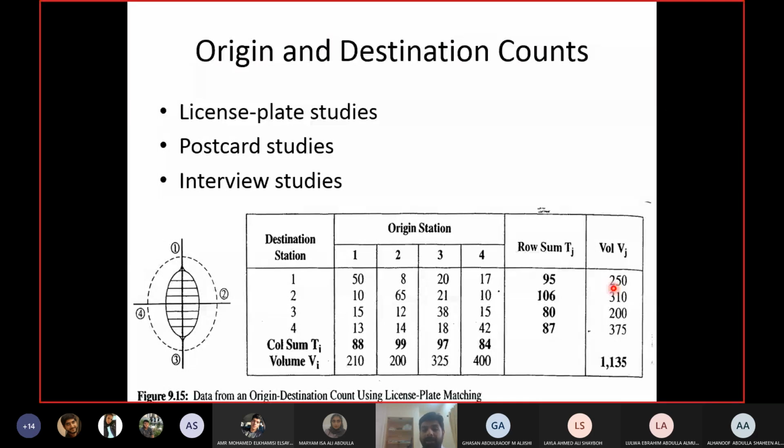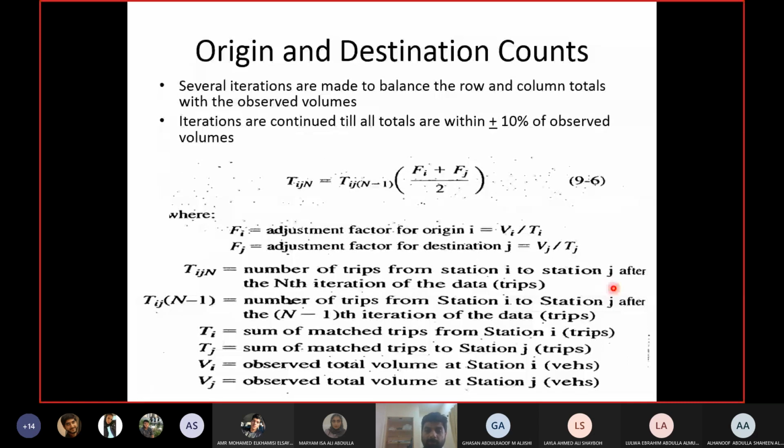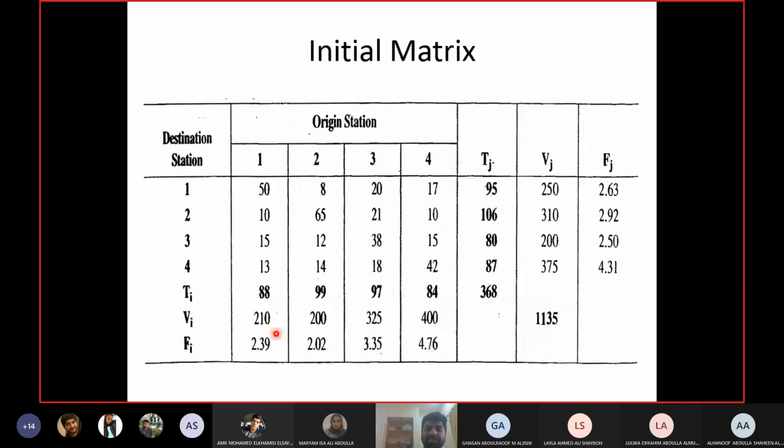Okay, so I have tried to explain the calculation. Now let me show you the calculations themselves. So you can see the factors here.